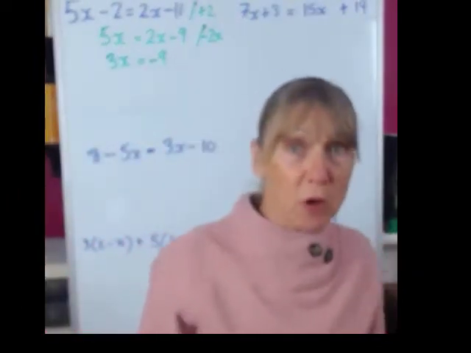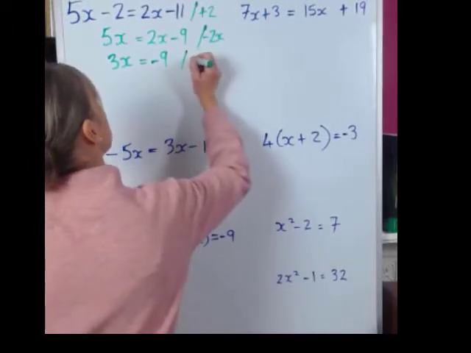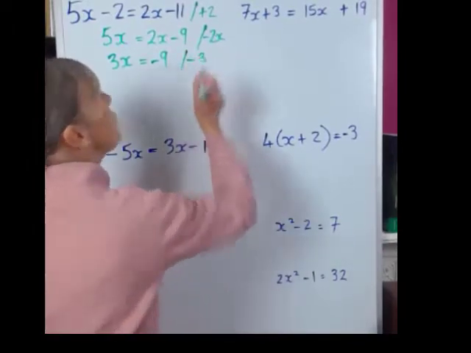So what do we do next? Well, we know we've got 3 lots of x, but we only want 1 lot of x. So what we're going to do is divide both sides by 3.